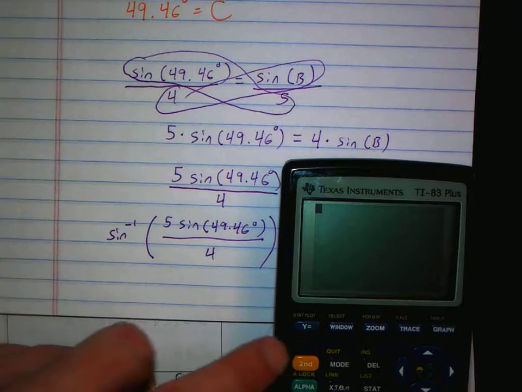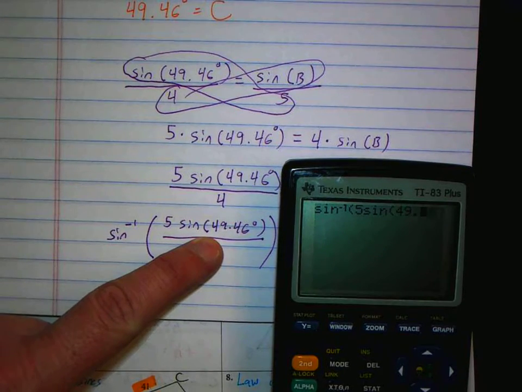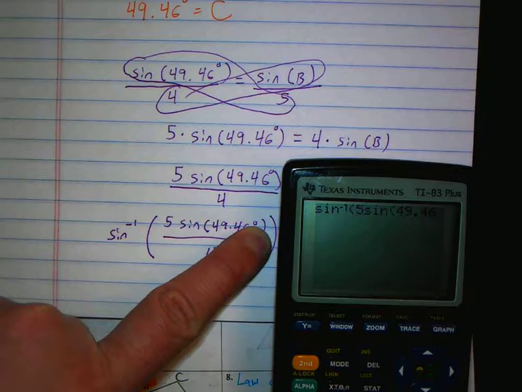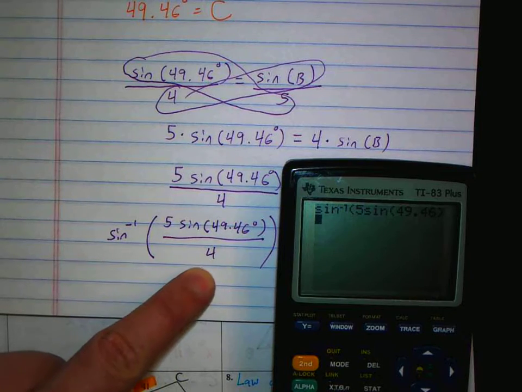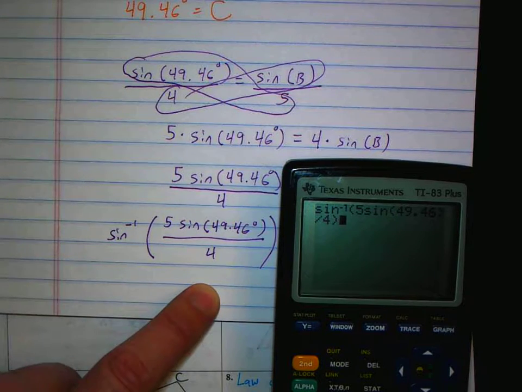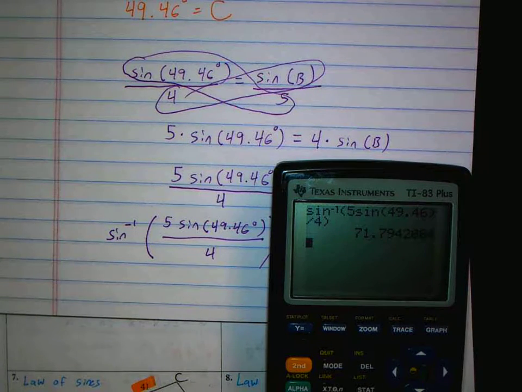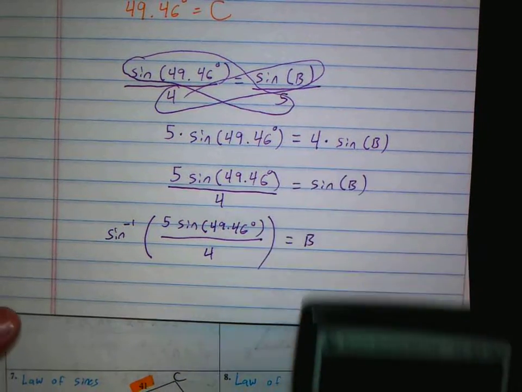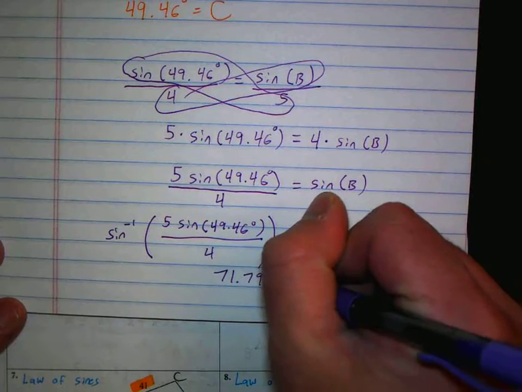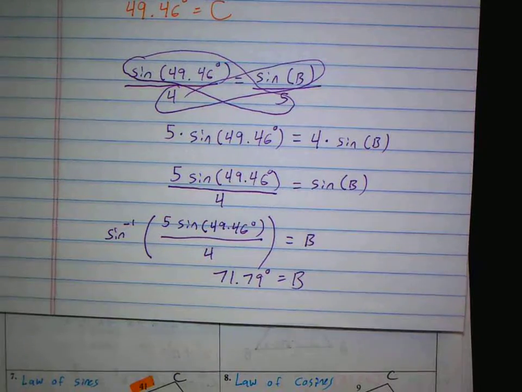Yeah. So sine inverse. And then I have 5, 49.46. Now, make sure you close off those parentheses. That's important. And then divide it by 4. And then close off the sine inverse parenthesis. Right? So it should spit out angle B, which is 71.79 degrees. So now I know angle B is 71.79 degrees.